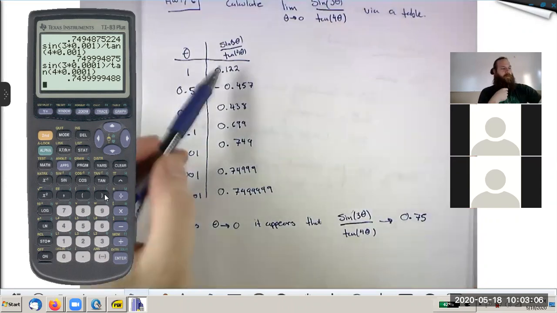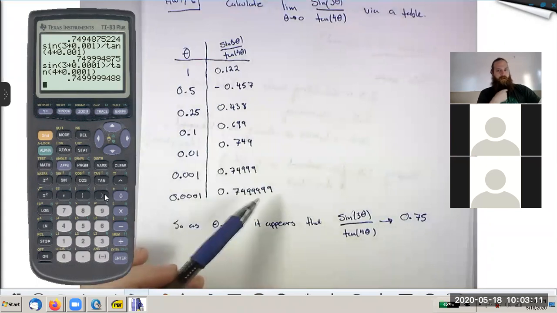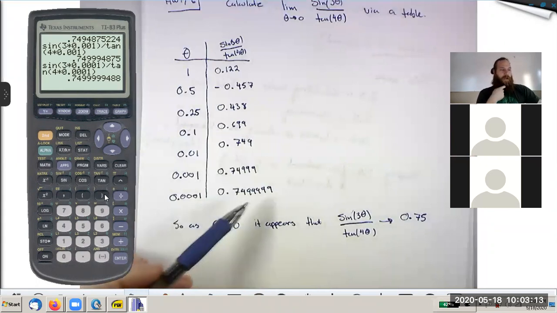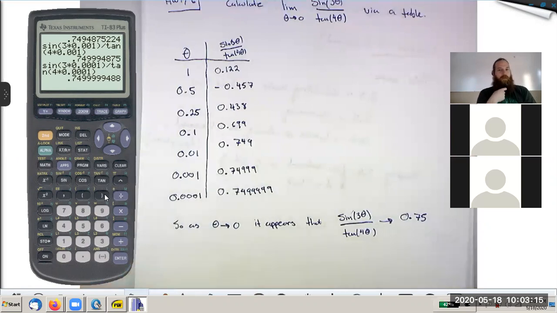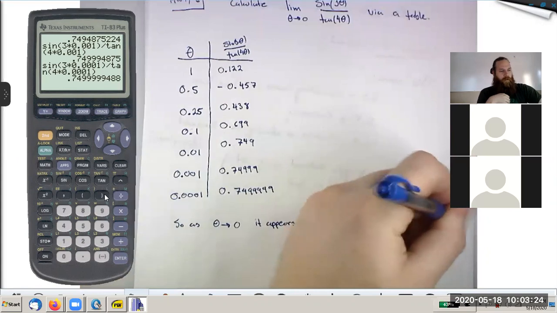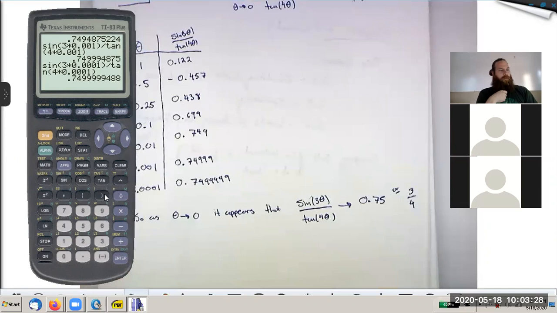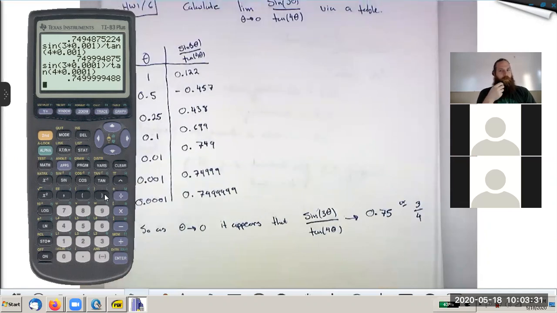That's what these numbers are getting closer and closer to. 0.7499999 is really close to 0.75. And the closer I let theta get to 0, the closer this output is getting to 0.75, or 3/4. And that's no coincidence. The relationship between the value of this limit and the two numbers that you see inside the trig functions there are what they appear to be. And that's something we'll be able to prove eventually.